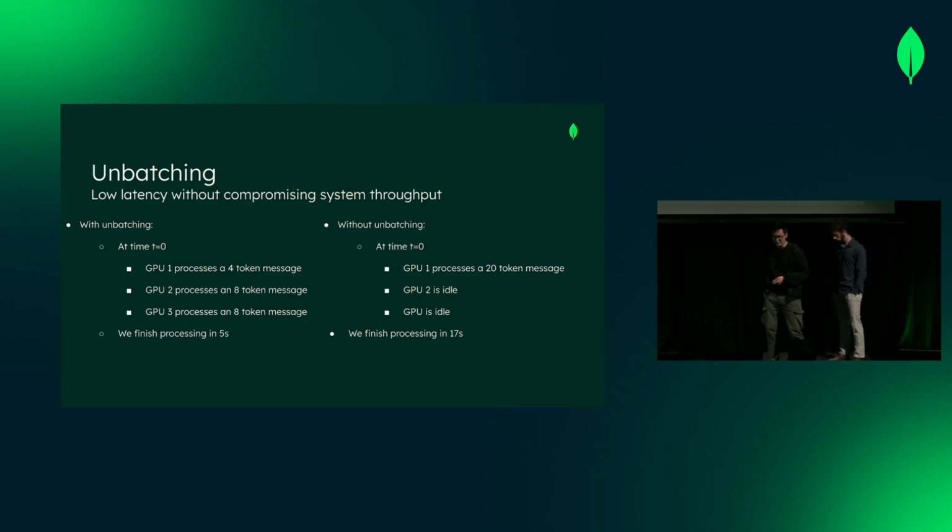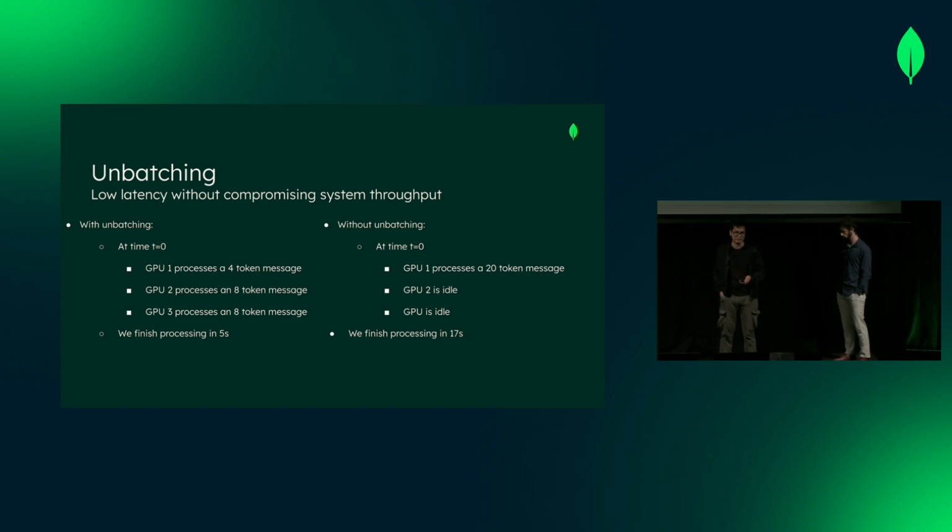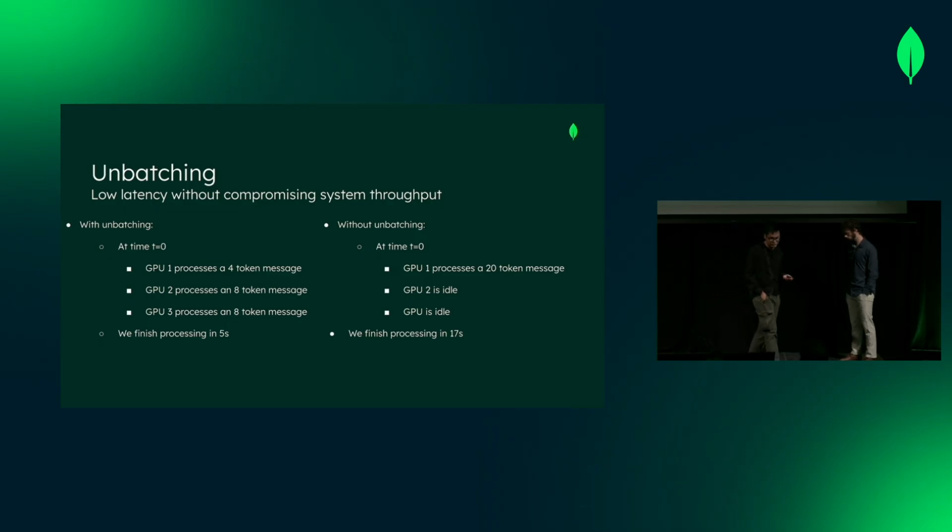So here in text, we have a side-by-side comparison, a timeline of what would happen with unbatching versus without unbatching. We have some point numbers here just for the sake of demonstration, but essentially, with unbatching, we were able to achieve a 5-second latency for that larger request. But without unbatching, we would have sent that single large batch to 1 GPU, had 2 other GPUs left idle, and the observed latency would be much worse, 17 seconds.